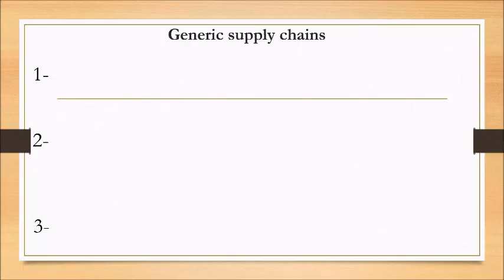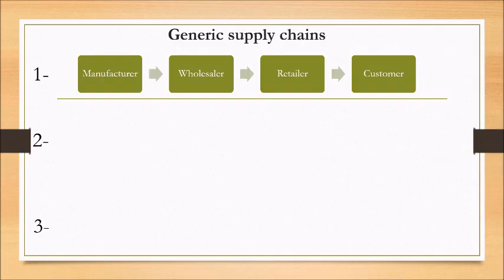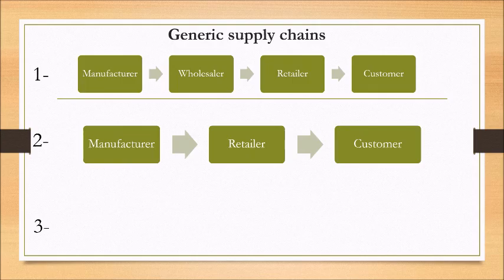So there are three generic supply chains which you will find in the market. The first one is the chain which has only four components: a manufacturer, wholesaler, retailer, and customers. So once the product is manufactured, that is a standard supply chain, in fact, where you find these four components. The second generic supply chain is where you have only manufacturer, retailer, and customer.